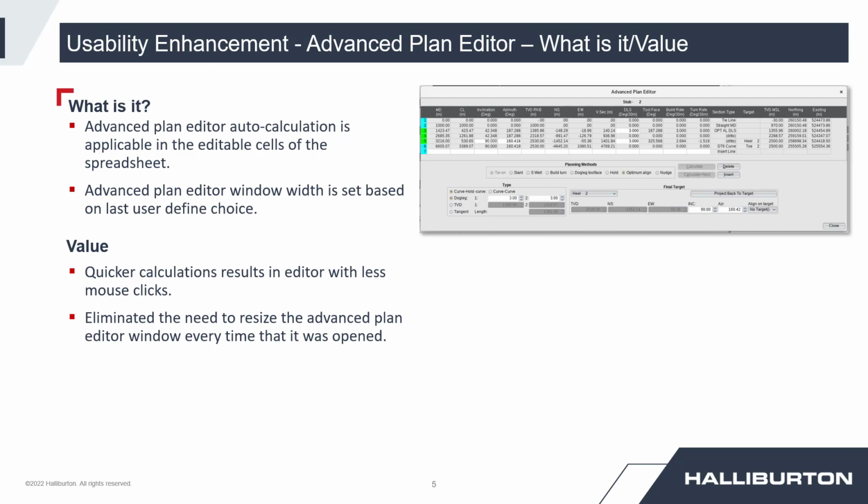There are two usability enhancements in the Advanced Plan Editor. One is the auto calculation implementation when editing the values in the white cells of the spreadsheet. Quicker calculations and results are provided in the editor with fewer mouse clicks. The second enhancement is related to the Advanced Plan Editor window. The width of the spreadsheet can be set just once. The last user choice will be maintained for future iterations. This eliminates the need to resize the Advanced Plan Editor window every time it is opened.